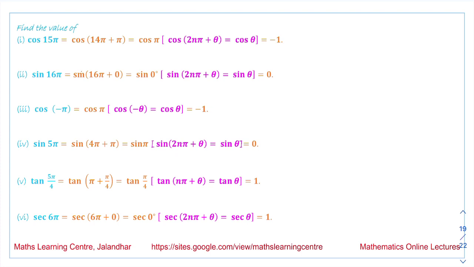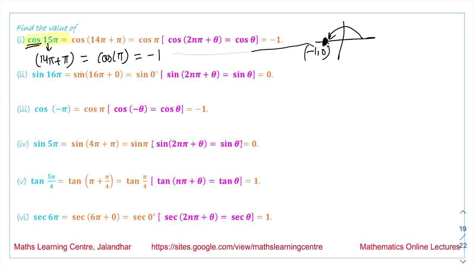So first is cos of 15 pi. 15 pi we can write as 14 pi plus pi. The period of the cos function is 2 pi, so we get cos of pi, and the value of cos of pi we know is -1, because the point corresponding to this is (-1, 0), so the value of cos is -1.